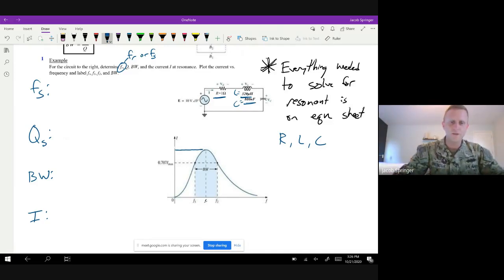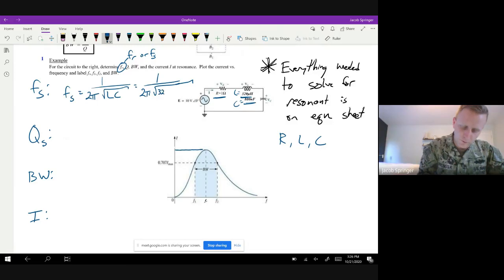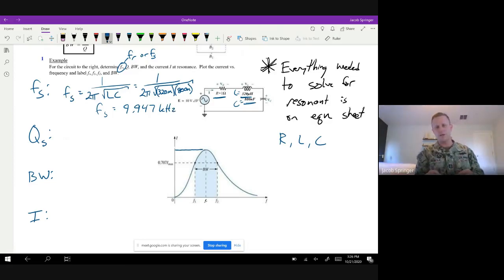So the FS, the resonant frequency, I can just plug in the formula. I said everything you need is on the equation sheet. FS equals 1 over 2 pi times the square root of LC. L is equal to 320 micro, C is equal to 800 nano. So whenever I'm typing that in the calculator, I do E-6 and nano is E-9. And the FS that I come out with is 9.947 kilohertz.